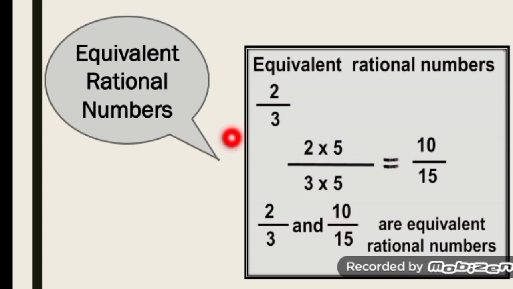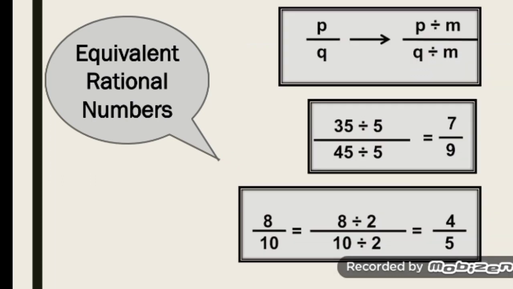Here 2 by 3 is a rational number. You can see that here we are multiplying both numerator and denominator by 5. After multiplying both numerator and denominator by 5, we get 10 by 15. So 10 by 15 is an equivalent rational number of 2 by 3.